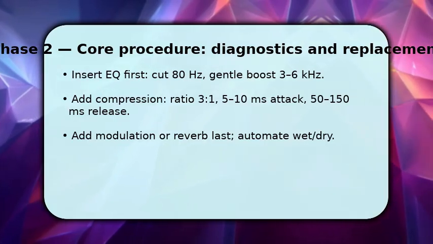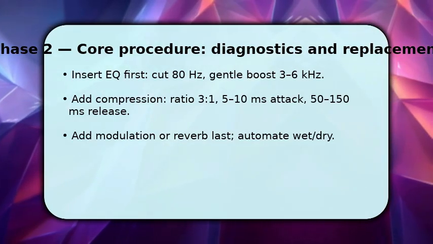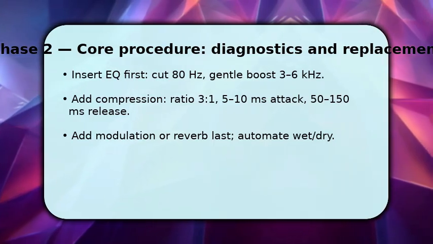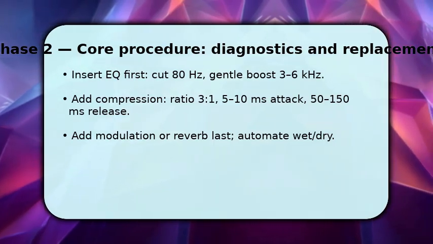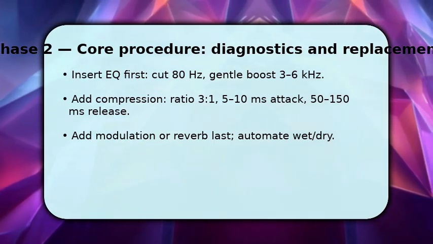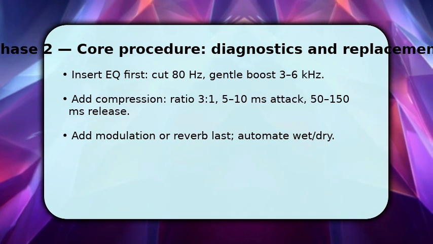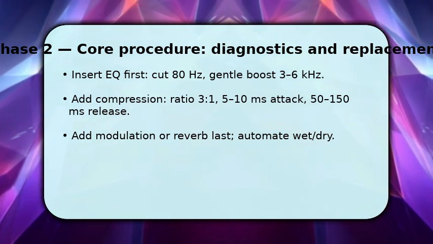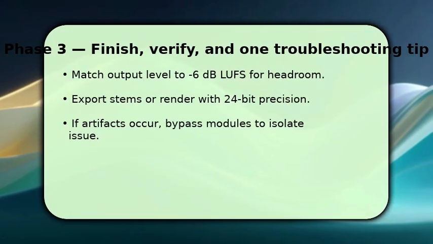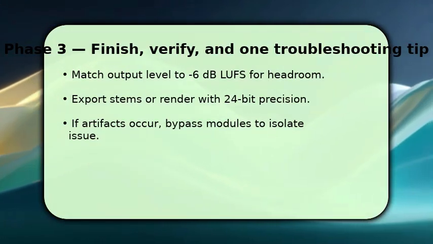control dynamics without squashing. After dynamics, place modulation or reverb at the end and automate wet/dry to keep clarity. When you tweak parameters, use short clips to audition changes in context. Finish by balancing levels and exporting with proper headroom.